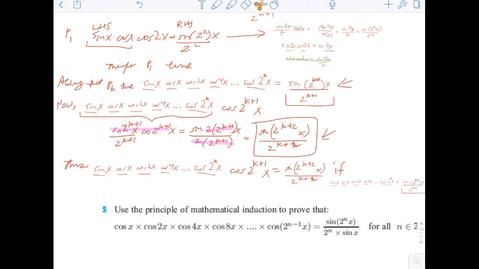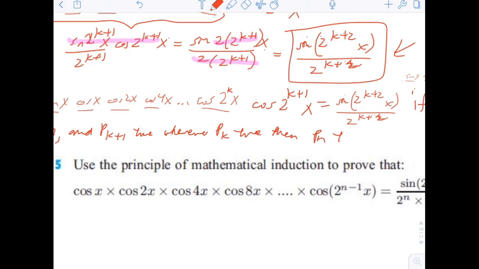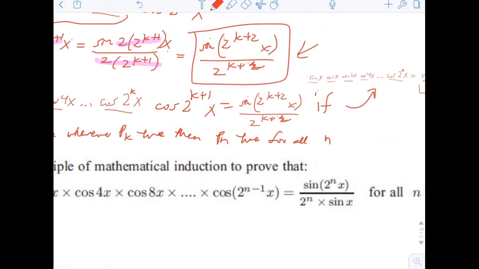Put it really small. Barely fits, right? Okay, if that. Then finally we can say, if P1 is true and Pk+1 is true whenever Pk is true, then Pn is true for all n an element of the positive integers.